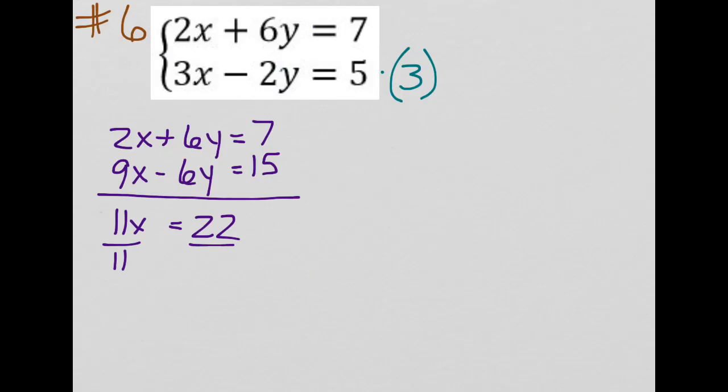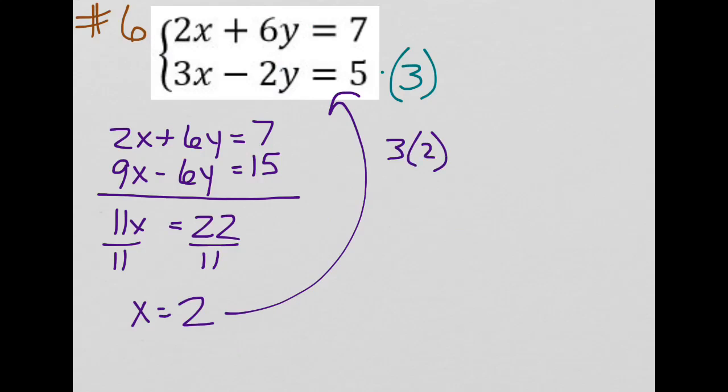That works out nicely because if I divide both sides by 11, I get that x equals 2. That's great. I'm going to take that 2 and plug it back into either equation, doesn't matter which one. Just because I usually choose the top equation, I think this time I will choose the second equation. So 3 times 2 minus 2y equals 5. Again, we're solving for y. We're trying to find out what y is. So 6 minus 2y would equal 5.